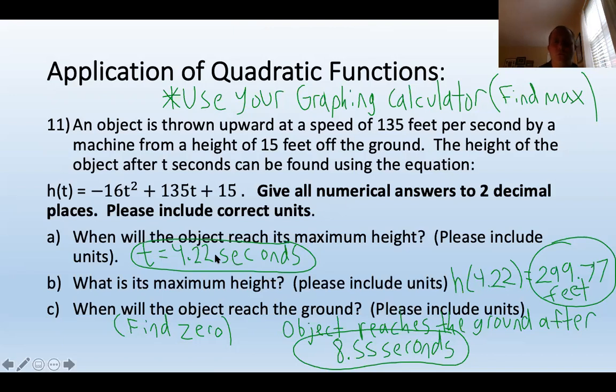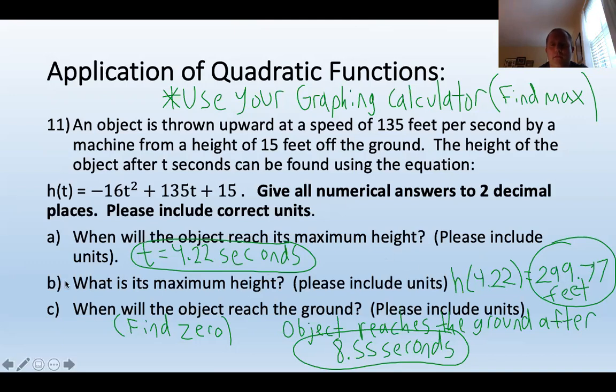Now the y coordinate of the maximum would represent your maximum height, because that's problem B. What is its maximum height? Now, when you did that on your calculator, the y coordinate that you should have gotten is 299.77 feet, rounded to 2 decimal places.